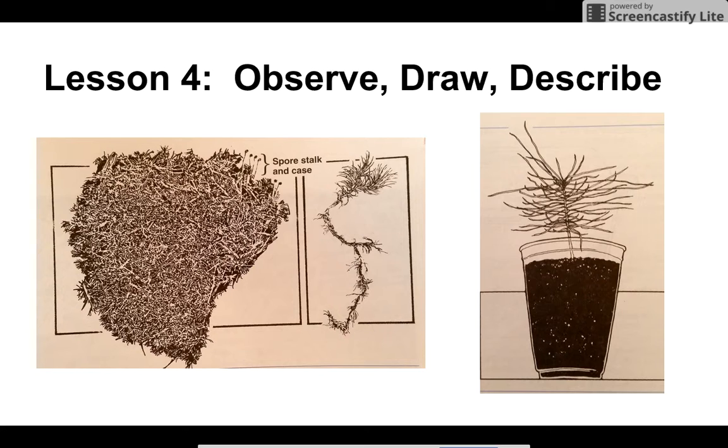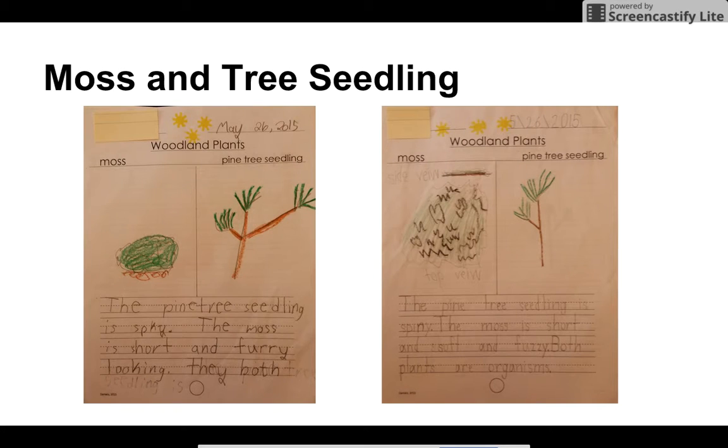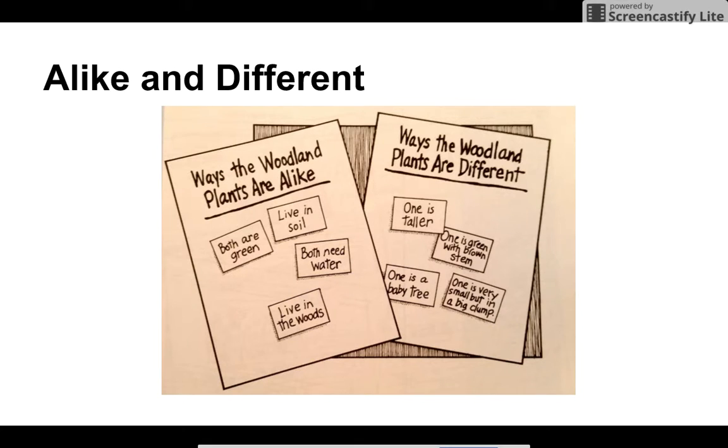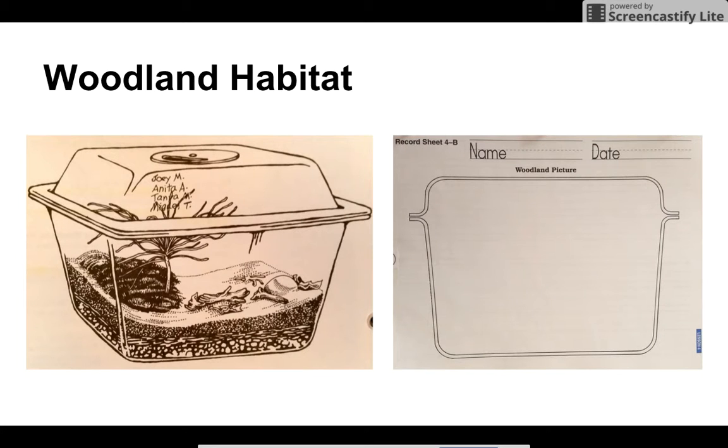In Lesson 4, students observe, draw, and describe two woodland plants, moss, and a tree seedling. They describe what they think plants need to live and the similarities and differences between the two woodland plants. Students observe and draw the woodland home after putting the moss and tree seedling inside.